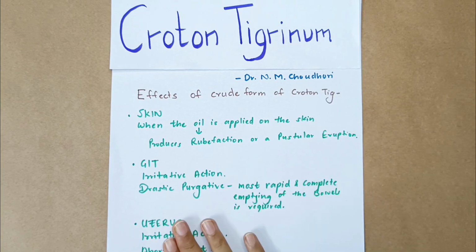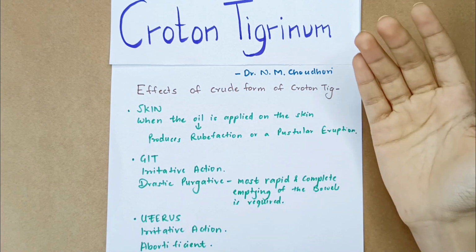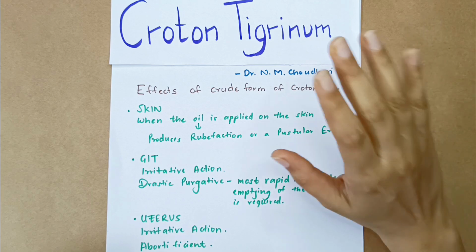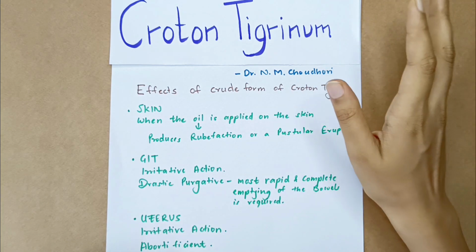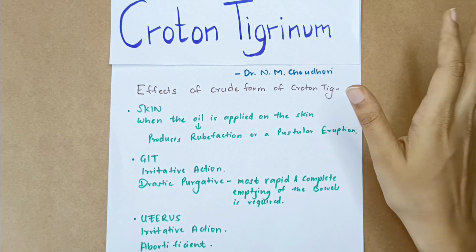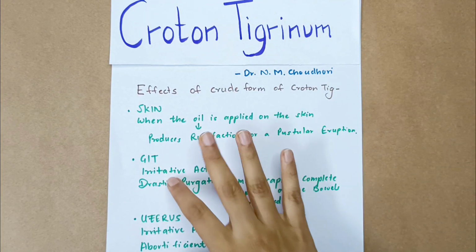And on the uterus also it has an action which is again irritative, where it is also an abortifacient. So if a pregnant lady by any chance eats this oil or its seeds, then she is going to abort. The child is going to get aborted. So that's how it has action on skin, GIT, and uterus.